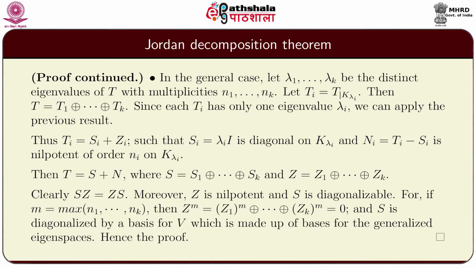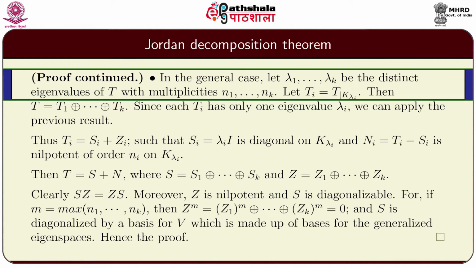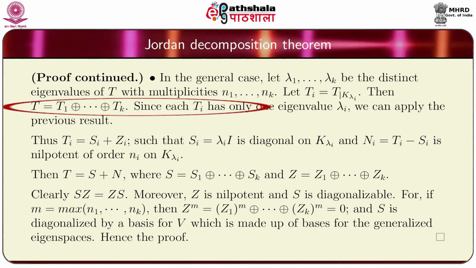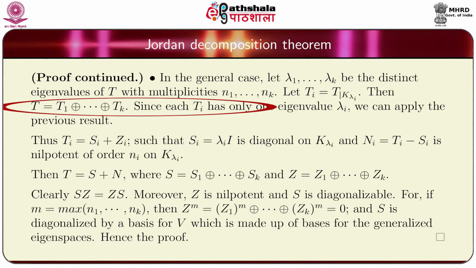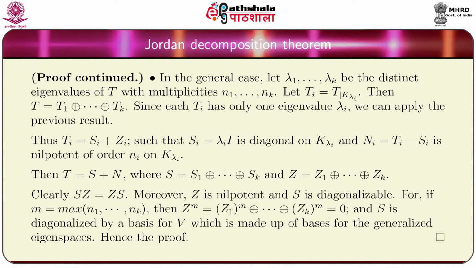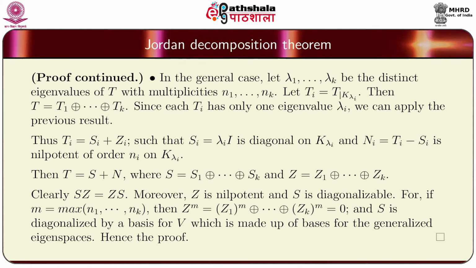Now, the general case. Suppose that lambda 1, lambda 2 and so on up to lambda k are the distinct eigenvalues of T with multiplicities n1, n2 and so on up to nk. Let Ti denote the operator T restricted to the generalized eigenspace K lambda i. Then T is the direct sum of these operators T1 and so on up to Tk, and since each Ti has only one eigenvalue lambda i, we can apply the previous result.